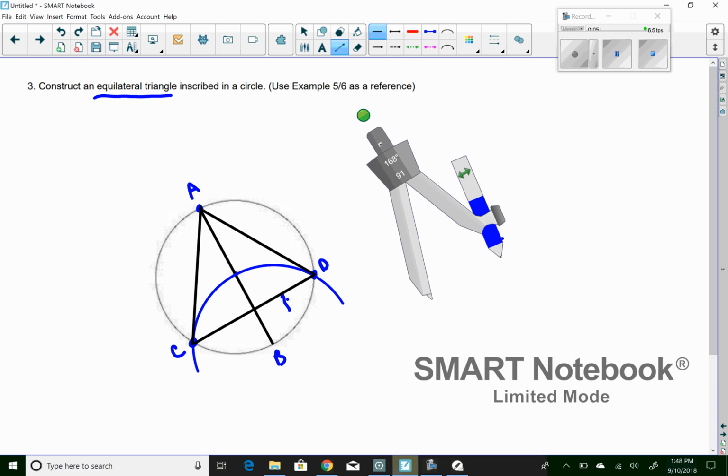Hopefully this helps. Hopefully you're doing your homework. And if you don't have a compass of your own, please either buy one or come and see me during your free period so that you can actually do your homework.